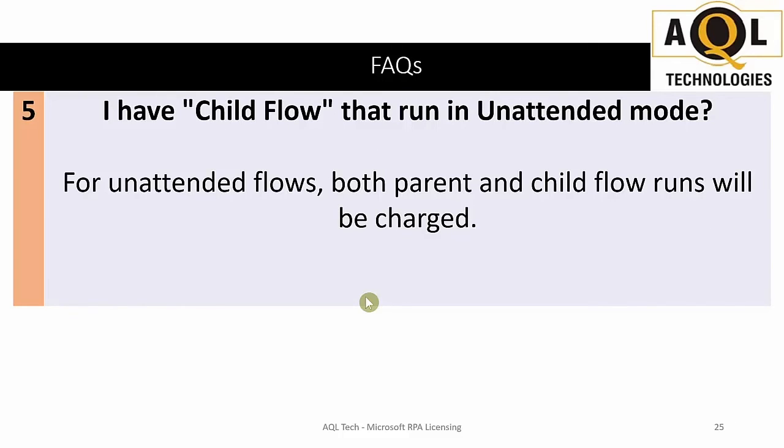Question number five, I have child flows that run in unattended mode. So for unattended mode, both parent and the child flow runs will be charged as two distinct flows. If there's one child flow which runs after, that's going to be a second charge as a second run. So as many child flows there are, it's going to be that many runs for unattended mode.